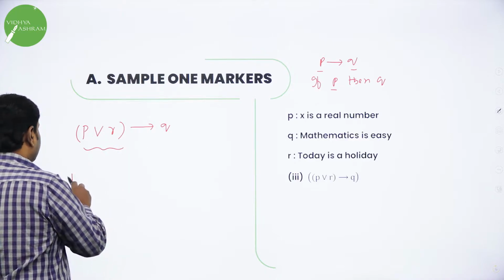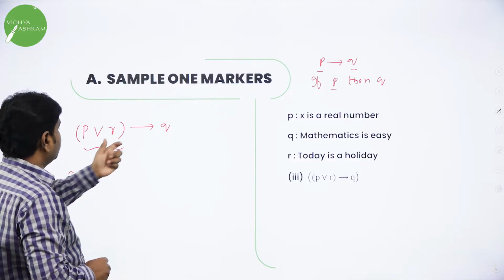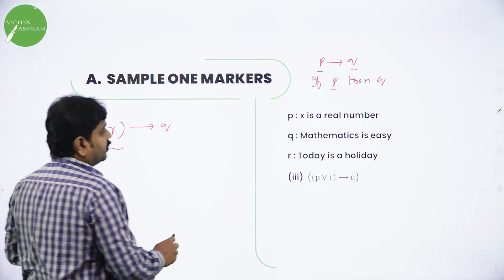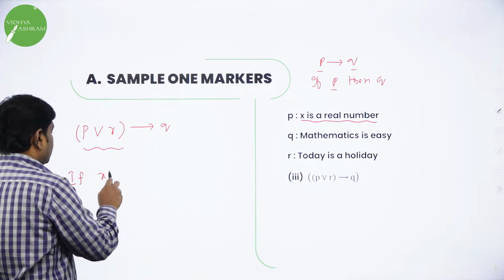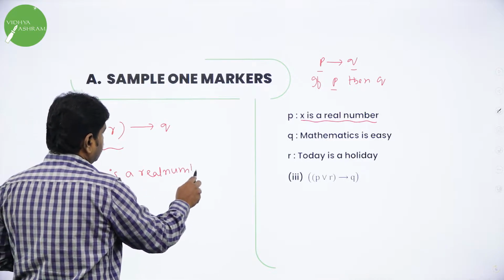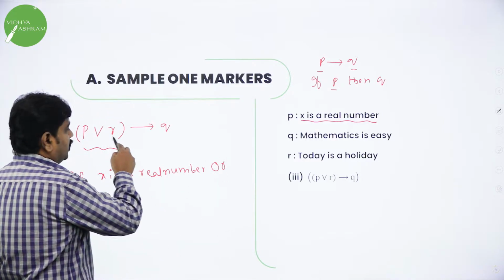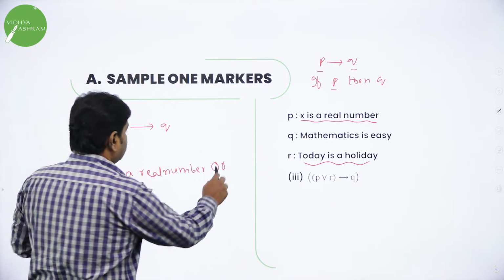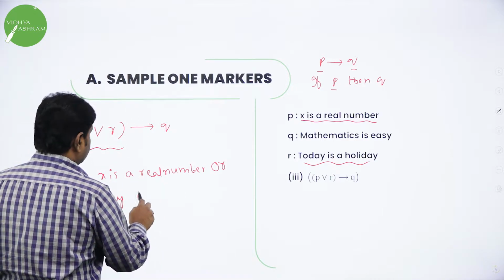So if P or R then Q. How to read this? Because implies is there, we read this as if P or R then Q. What is P they give? X is a real number. So if x is a real number, or, what is the statement R? Today is a holiday. If x is a real number or today is a holiday.